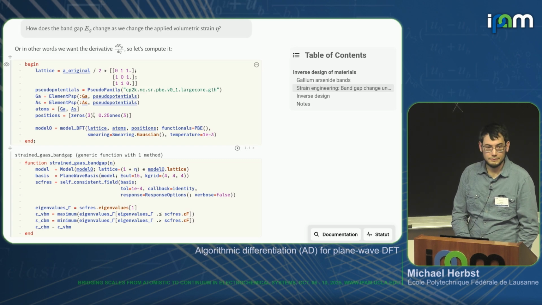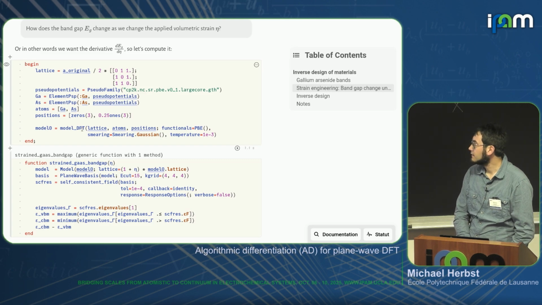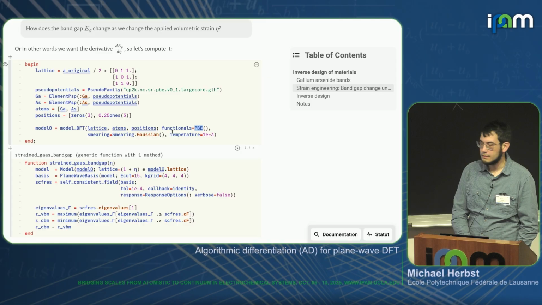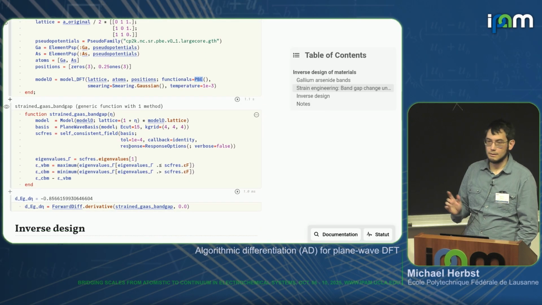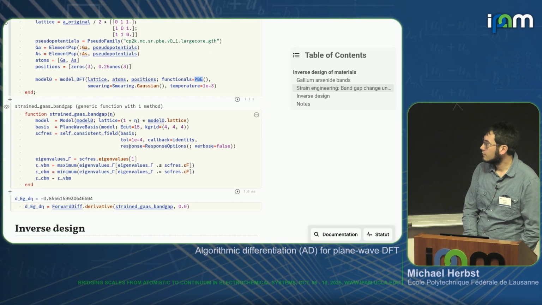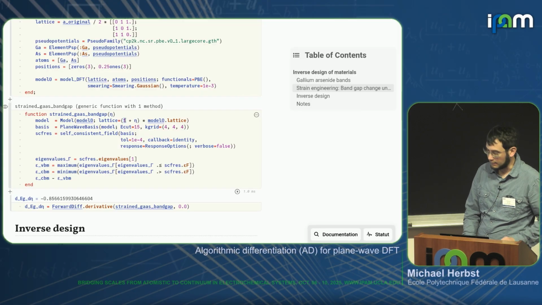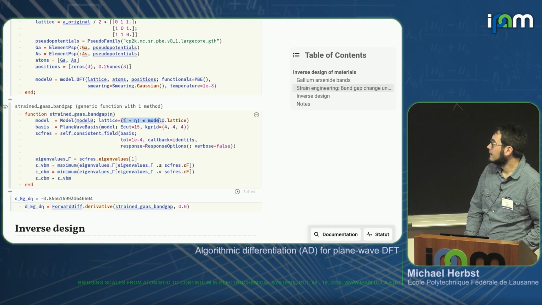We put the standard positions that these atoms have in the unit cell. We set up a DFT model. We will use PBE to do the computation here, put a little bit of smearing to make things easy. And then here comes the function that I've been talking about. So what we do here is we modify our model simply by applying the strain, right? So here is exactly the part that applies this volumetric strain.